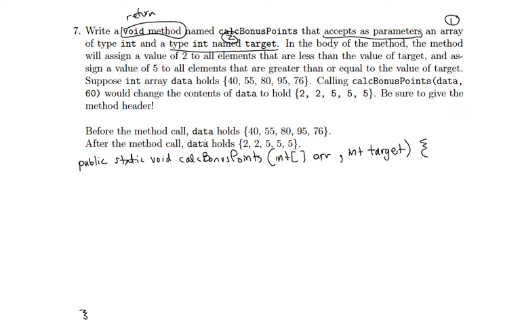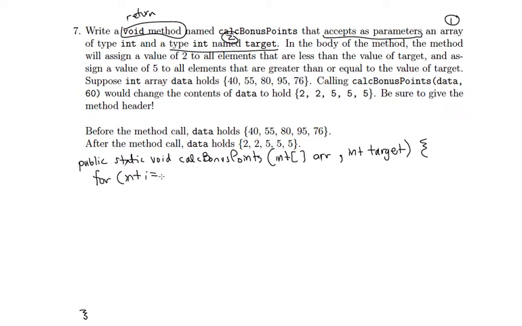Now that I have gotten my header written correctly, I can relax and go on to what this actually does in the body of the method. Assigns a value of 2 to all elements that are less than the value of target, and assigns a value of 5 to all elements that are greater than or equal to the value of target. So that sounds like I'm going to need a loop because I'm going to have to go through these one at a time if I'm dealing with all elements, and it doesn't return anything. So let me set up my loop and then take a closer look at what I'm doing inside the loop.